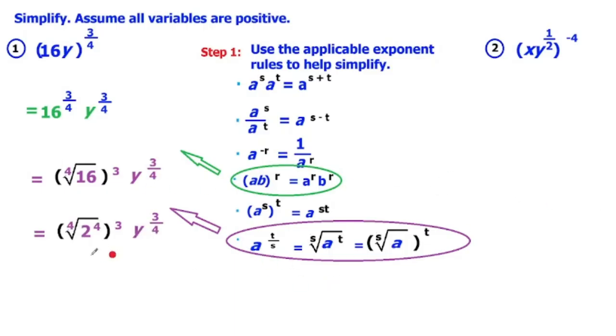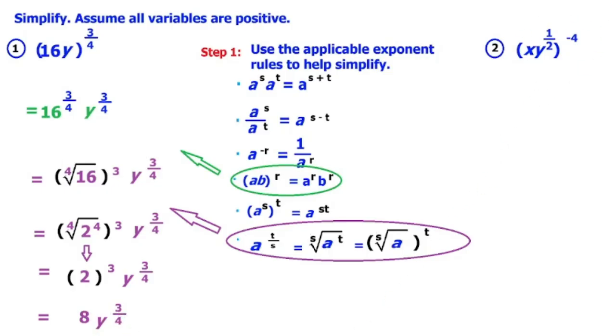So 16 is the same as 2 to the 4, right? So we know that the fourth root and the fourth power of the two are going to cancel. These are going to cancel out. So we're left with 2 to the 3, and then y to the 3/4. So 2 to the 3 is 8, and then our final expression is 8 times y to the 3/4.